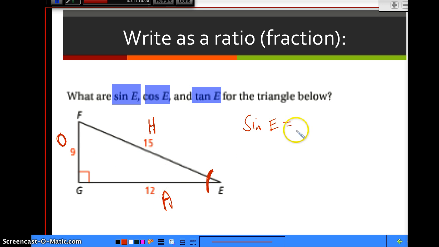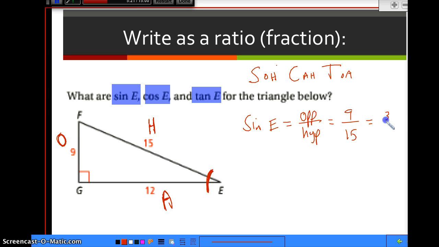So sine, don't forget, SOH CAH TOA. Whoops, I messed that up. SOH CAH TOA. Okay, there we go. So sine of E is equal to opposite over hypotenuse. Go down to E: the opposite is the 9, and the hypotenuse is the 15. That can be simplified. They're both divisible by 3, so that's 3/5.